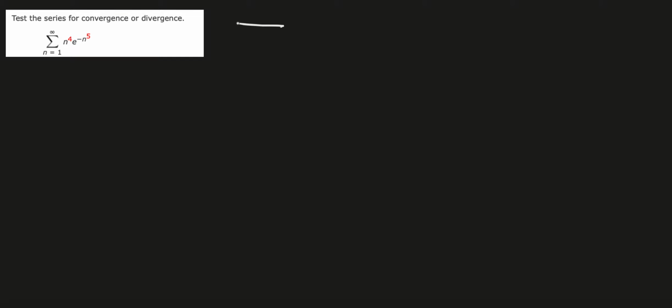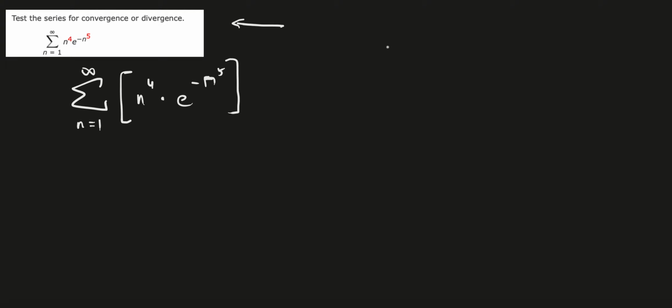Okay, so in this video, we're going to be solving this problem here. We're asked to look at the series. The series goes from n equals 1 to infinity of n to the fourth times e raised to the negative n to the fifth power. What we want to do is see if this is going to be convergent or divergent.